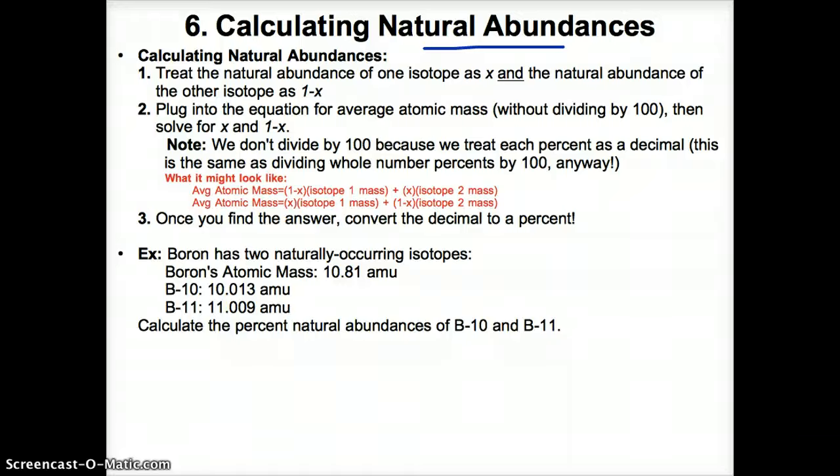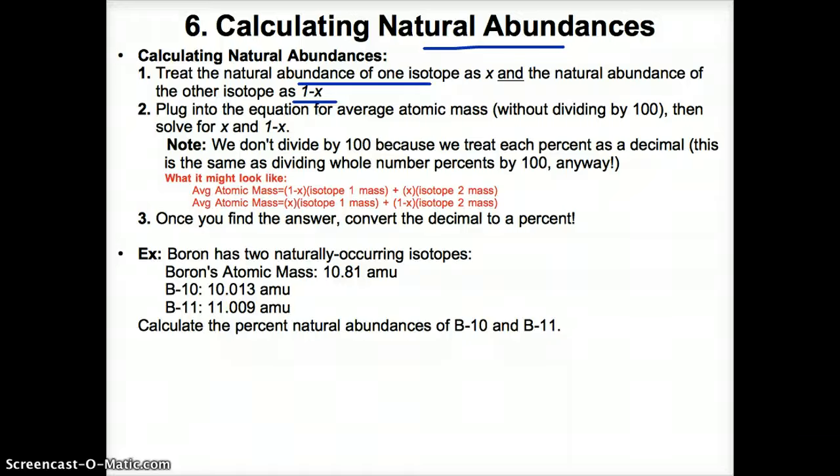Step 1, treat one isotope's natural abundance as x and the other's abundance as 1 minus x. It doesn't matter which you assign to which because you'll get the same answer no matter which you assign to which. I also wanted to note, by the way, that 1 minus x and x are used as natural abundances because their sum is 1, the whole number equivalent of 100%.